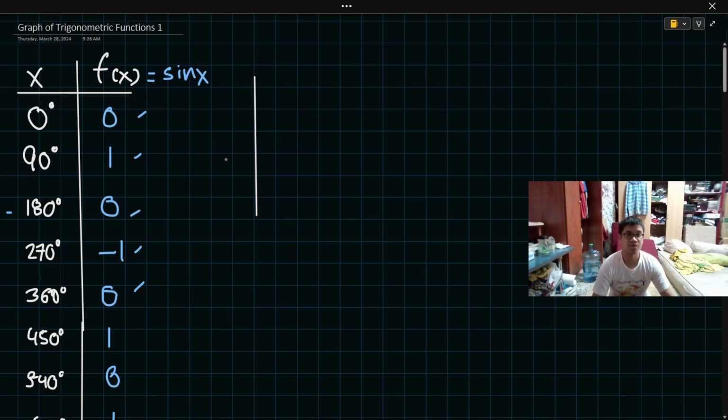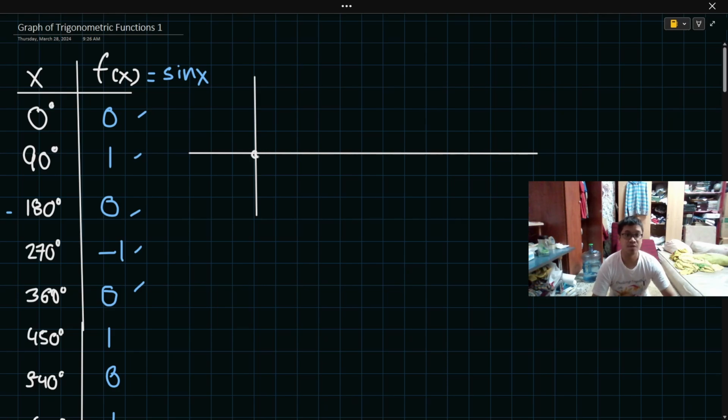Hold on, let me just draw a straight line. Then this way. All right, maybe this will do. Okay. So let me just input the x values, but I'm going to do it in radians.